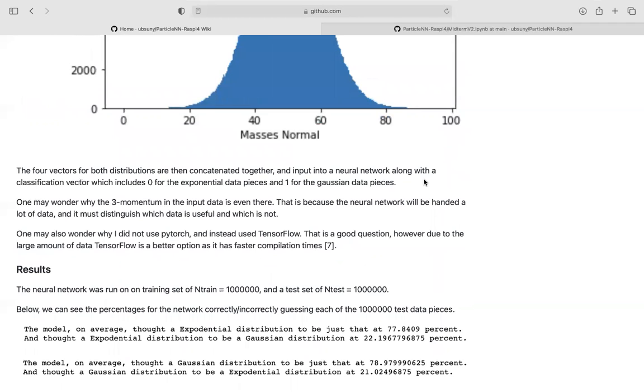Now, the four-vectors for both distributions are then concatenated together and put into one big training data set. Along with that, we input into our neural network a vector that has zeros for exponential data pieces and ones for Gaussian data pieces. One may wonder why the three momentum in the input is even there. That is because the neural network will be handed a lot of data, and it must distinguish which data is useful and which is not.